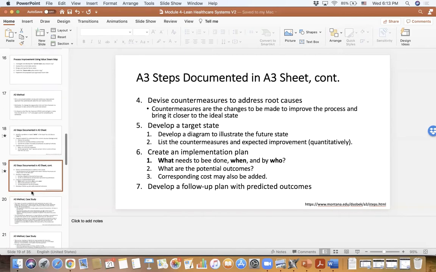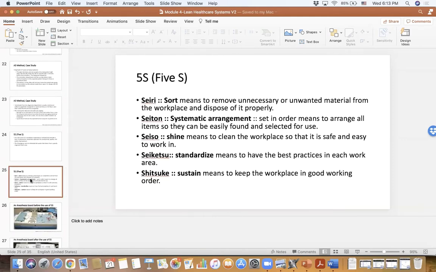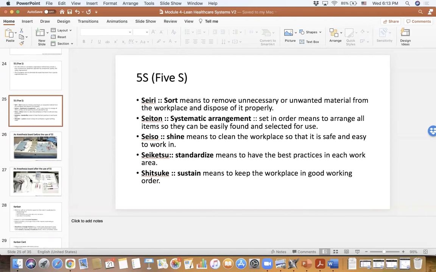And then the last one that we talked about was 5S, which is more related to organizing the work environment around us, making sure that we sort things, making sure we have a systematic arrangement and use some best practices if it's needed, making sure the environment is clean, and that's something that we can sustain and maintain over time. And all of these three, value stream mapping, A3 and 5S, help us to remove sources of waste. This can be in terms of time or some resources that are being wasted.